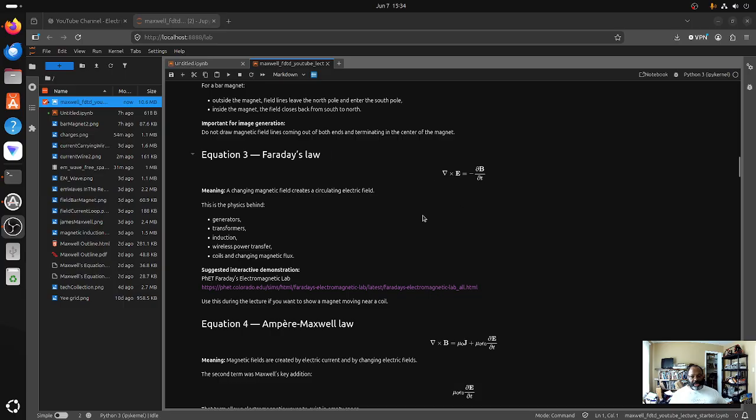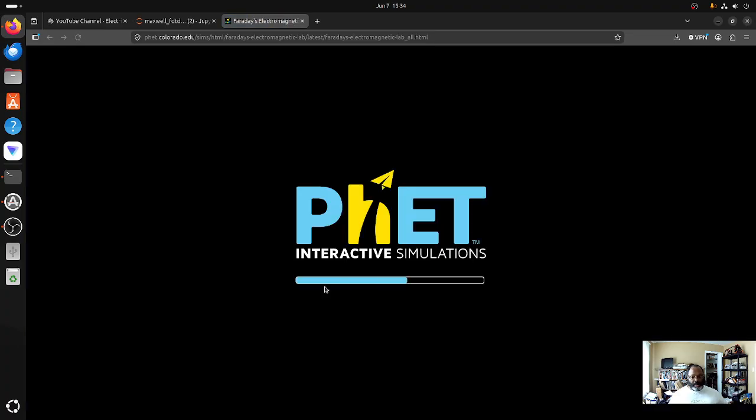This is the physics behind how generators and transformers and inductors and wireless power transfer and coils work: changing magnetic flux. I wanted to show you an example here.